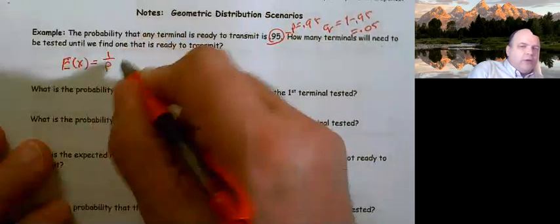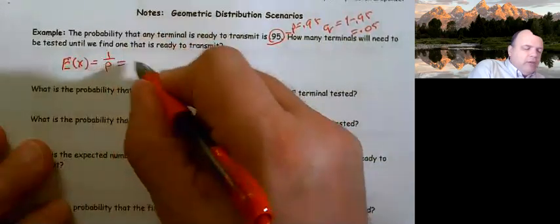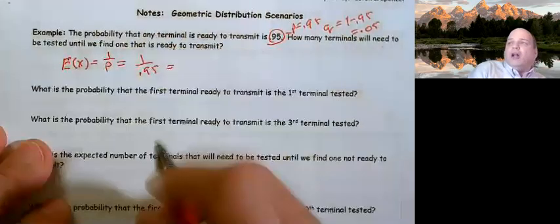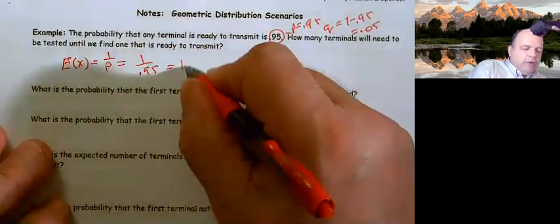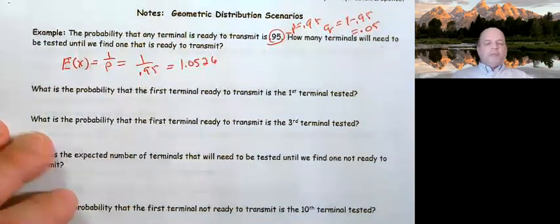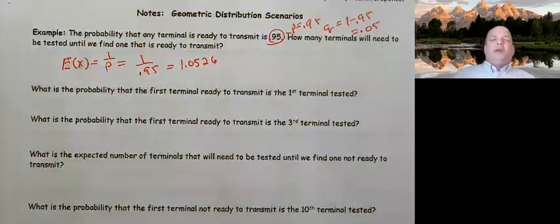So this is a geometric, 1 over p. So in this case, it's just 1 over 0.95. And on average, we'd expect to have to check 1.0526. And this is where we'd say, in the long run, or if we did this repeatedly, or on average, we would expect to have to test 1.0526 to find one that actually works.